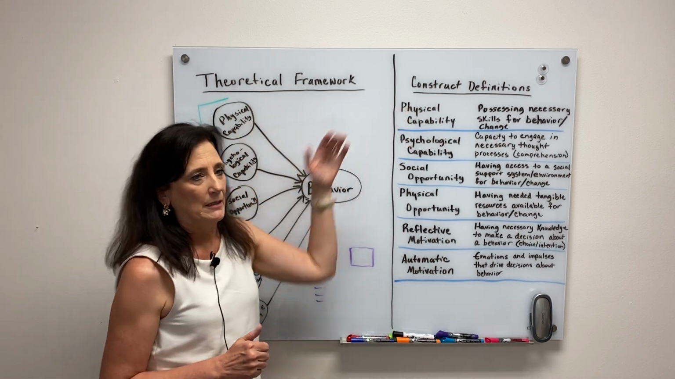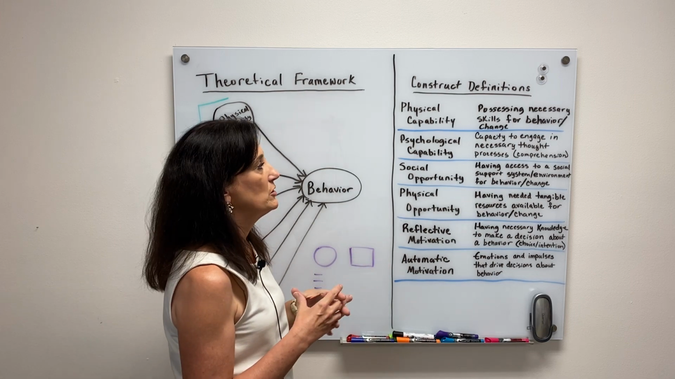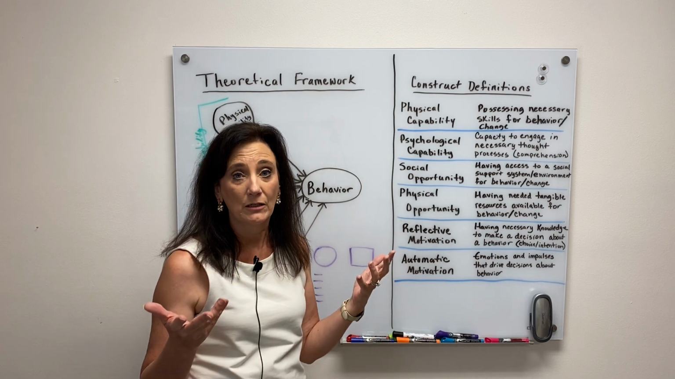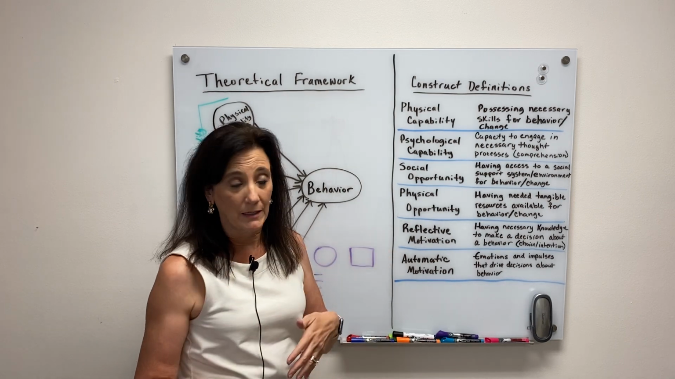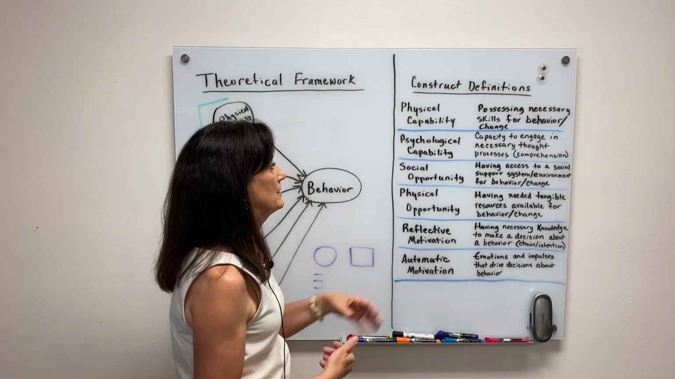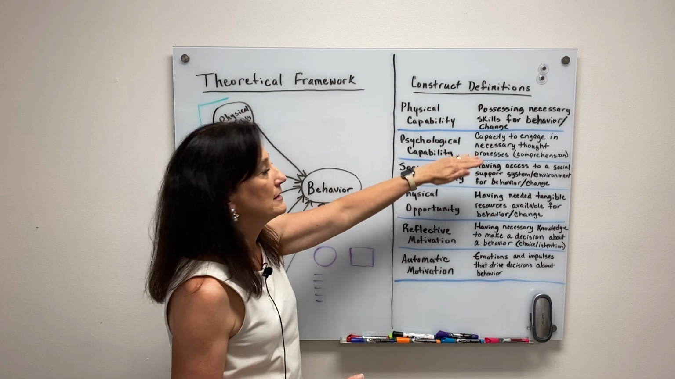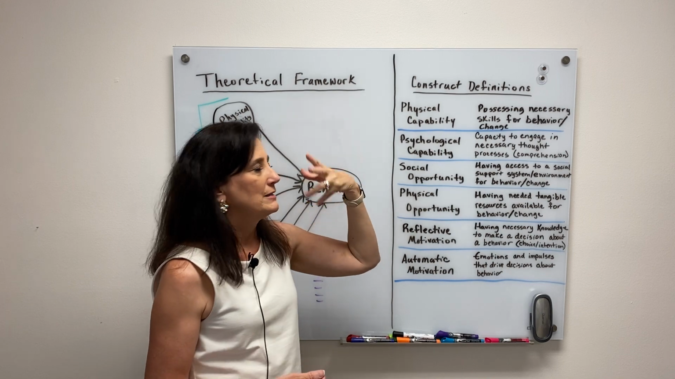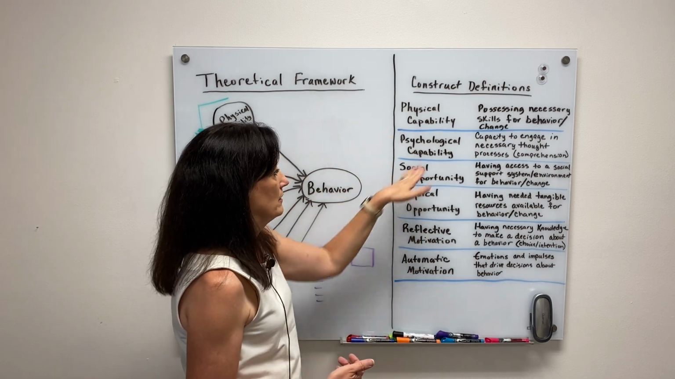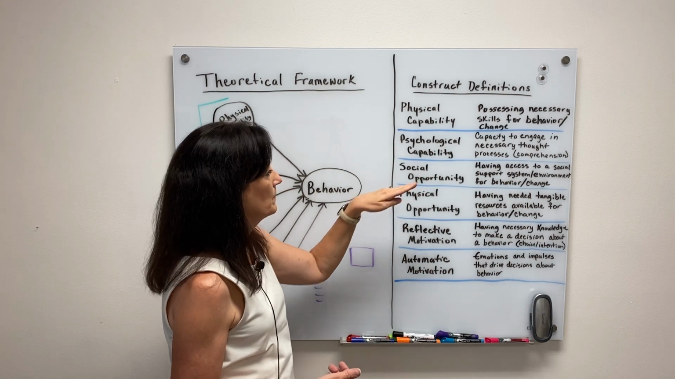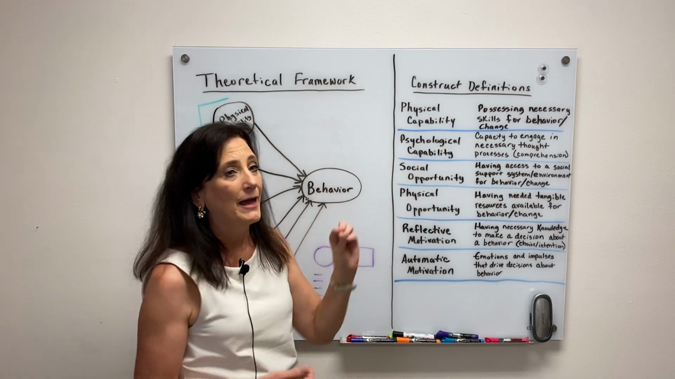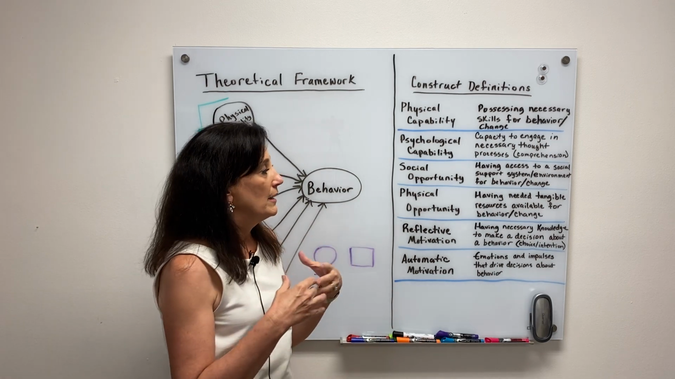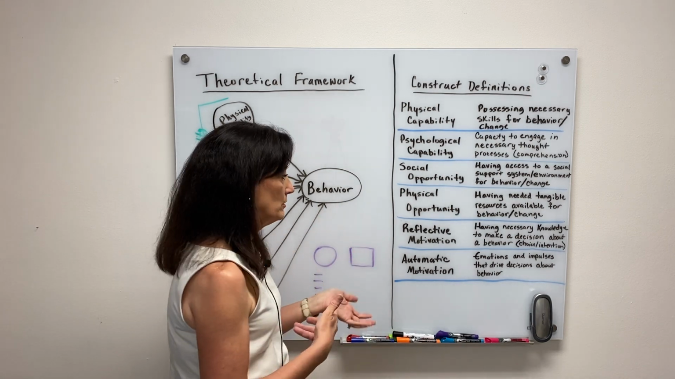So physical capability. In the literature, you can find a definition that says that physical capability is having the necessary skills to perform that behavior or make a change or adopt a practice. Psychological capability is the capacity to engage in necessary thought processes. So that's a cognitive comprehension type of construct. Social opportunity, having access to a social support or environmental system that helps a person achieve a certain behavior.